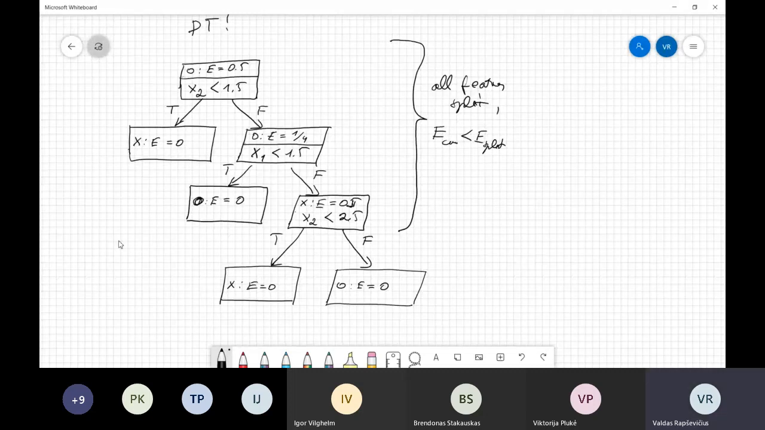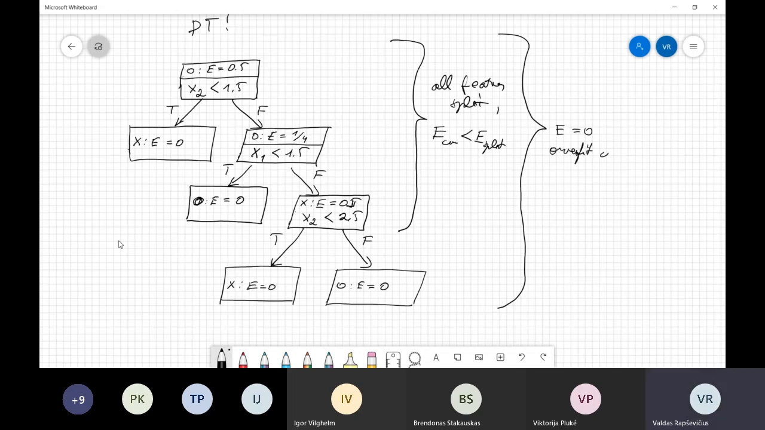Or, for instance, going down the whole tree, this is where we split until the error equals 0. So we're going down to the very end. As I've mentioned already, this is possibly an overfit condition.